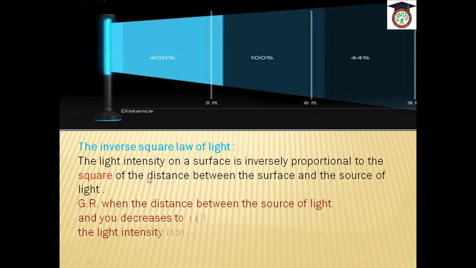If we are asked to give a reason here: when the distance between the source of light and you decreases to half, the light intensity increases 4 times. Why? Because the light intensity is inversely proportional to the square of distance. So finally, if we want to draw a graph between the light intensity and the distance, we could draw it as this curve because it's inversely proportional.